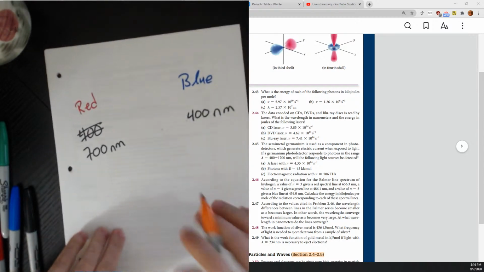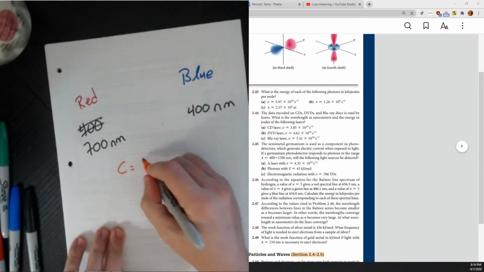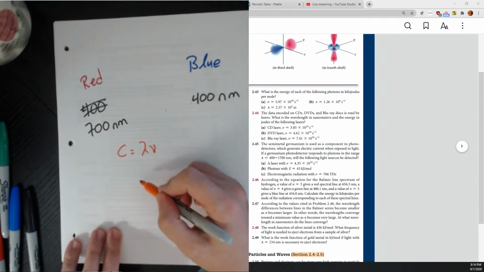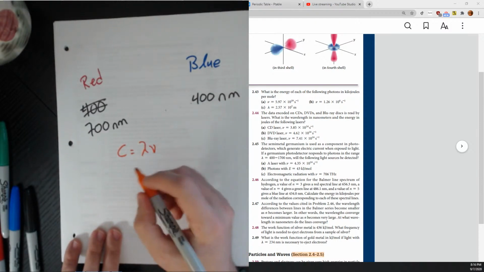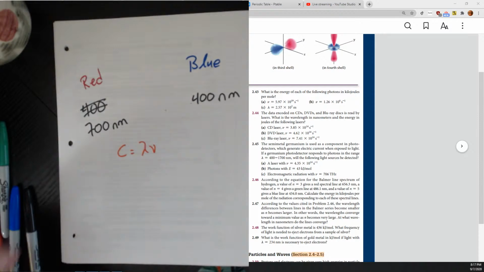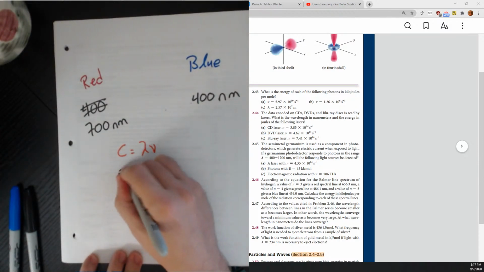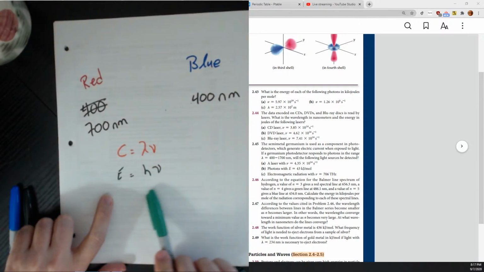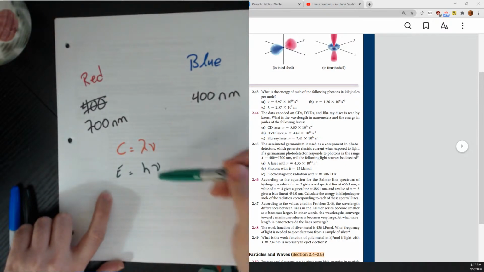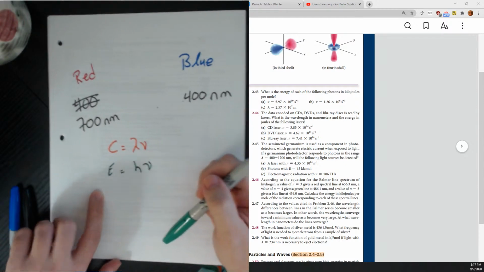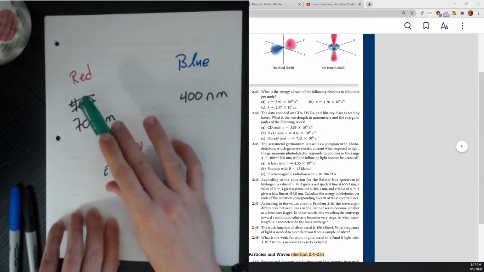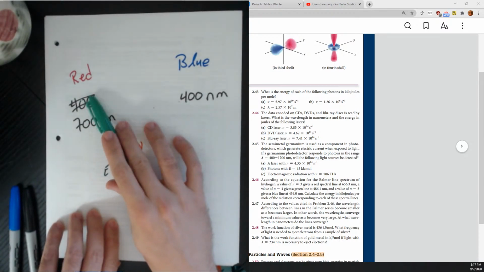The way I'm doing these is that the speed of light is equal to wavelength times frequency, lambda times nu. So as one goes up, the other one has to go down because the speed of light is a constant. The other equation that I'm using is Einstein's, E equals h nu. That is to say, the energy of the photon is equal to Planck's constant multiplied by the frequency. So as frequency goes up, energy goes up. As frequency goes down, energy goes down. Since blue light has the higher frequency, it is going to have the higher energy. Red light has the lower frequency, therefore it's going to have the lower energy.